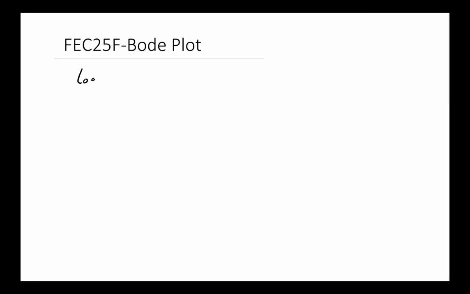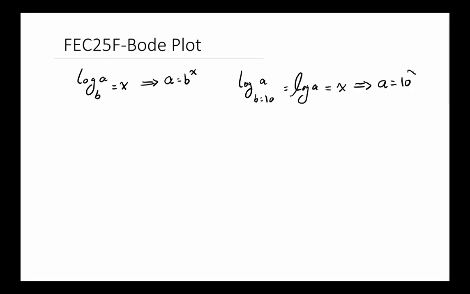We all know that log is defined as log of A base B equal to X. Basically, the definition tells us that A is equal to B to the power of X. And that's the basic definition of log. One of the very common logs, and the one we're going to use here, is log of A where the base is equal to 10. Since base 10 is so common, a lot of times you'll see log written without the 10, and the assumption is that the log is base 10. So if I have log of A base 10 equal to X, that basically means that A is equal to 10 to the power of X.